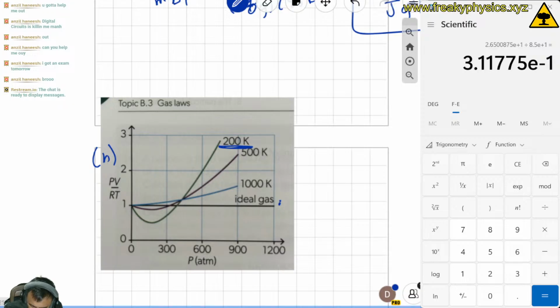What is gonna happen here? No, that's still missing. There's some information missing. Hold on. Let me just stop myself from talking first. Okay, 200K, that's the curve. For 500K, that's the curve. For 1000K, that's the curve. For ideal gas, it's basically the curve.